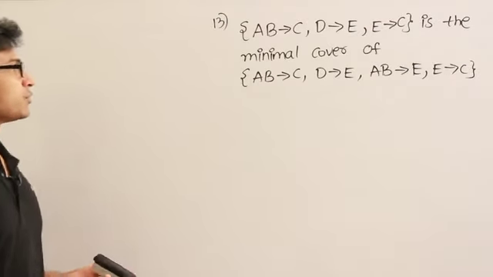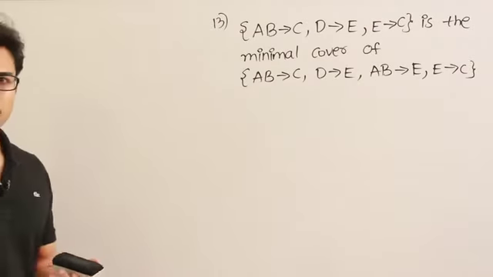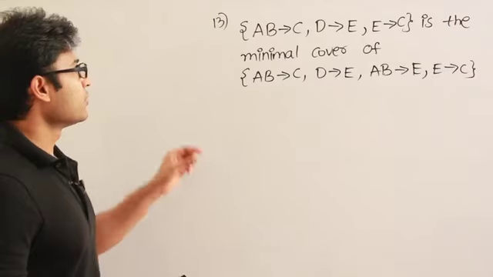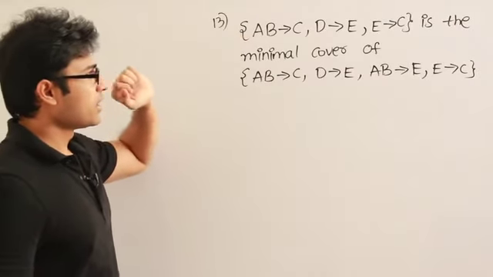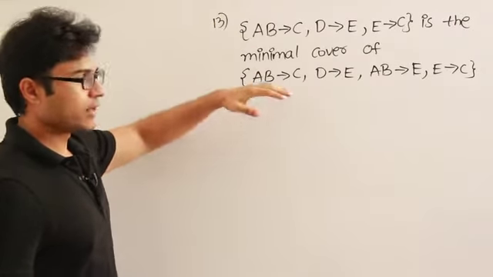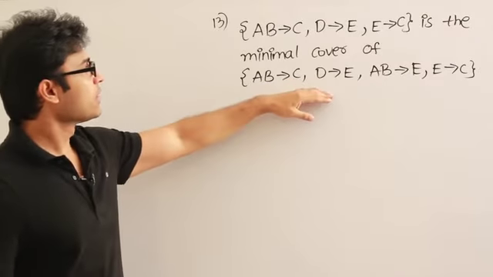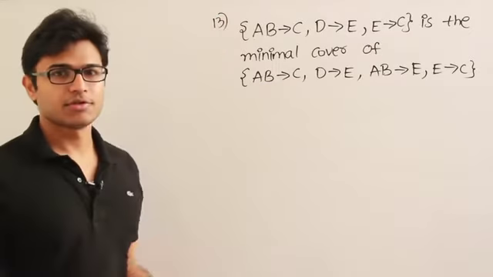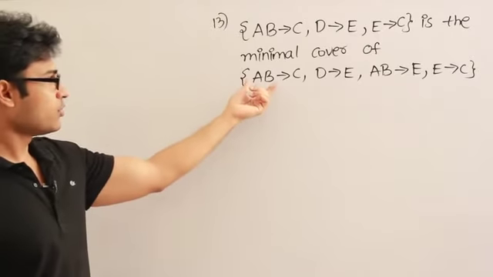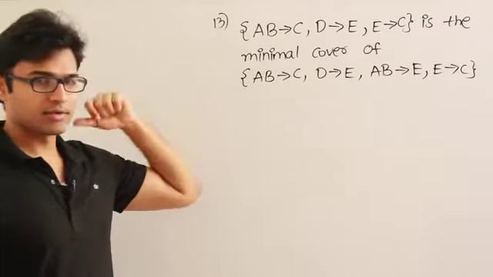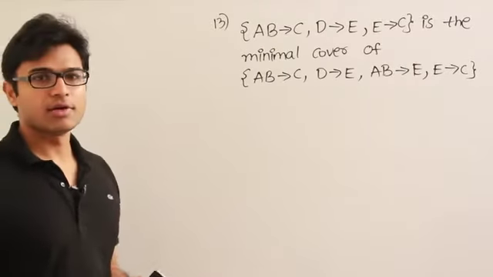This question is given in GATE 2013 and it is a true or false question. They are asking whether this particular FD set is the minimal cover of this. Which means, they are saying if you try to minimize it, are you going to get this? So you could either do it in one way, that you take this and you minimize it and you see that you get that, or you can use the other way.